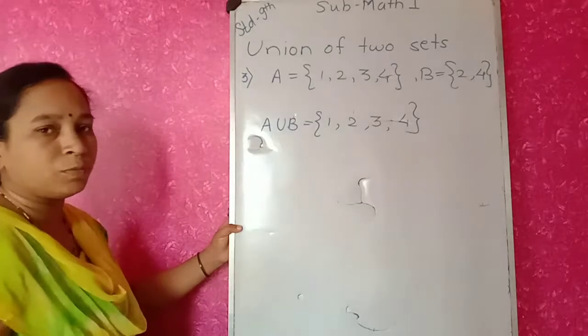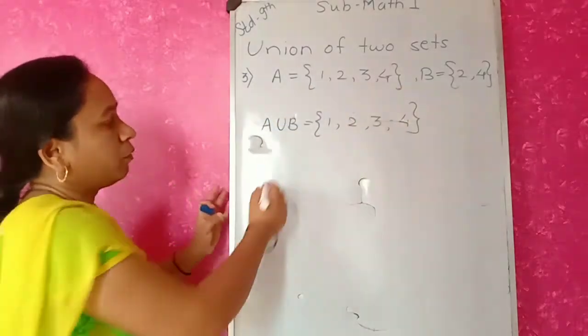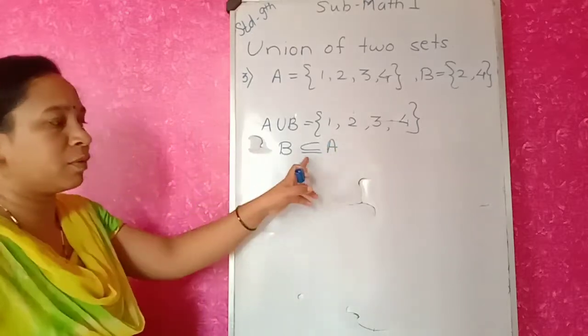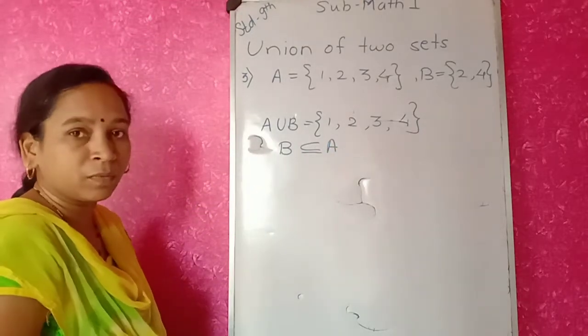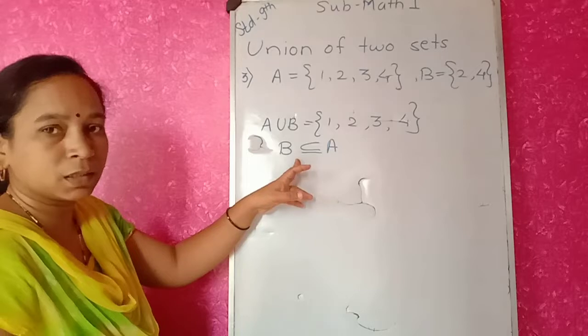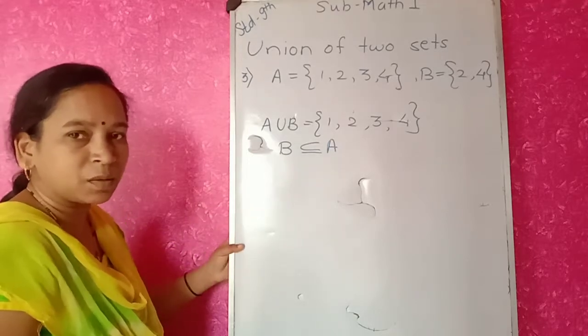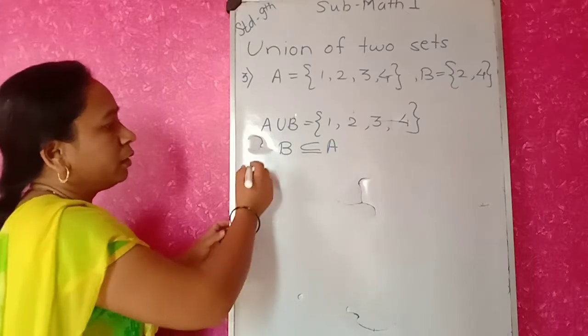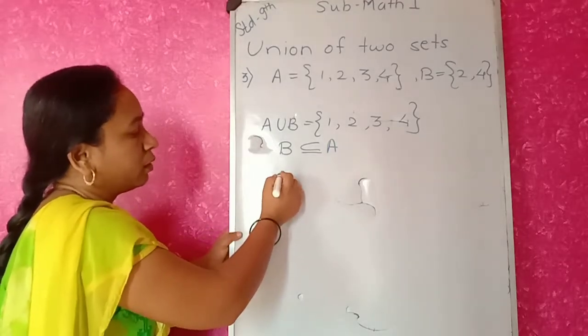Now, here if you observe, B is a subset of A. B is a subset of A. What is the definition of a subset and what is the concept of a subset? If you want to revise it, the link is given in the description box. So, B is a subset of A. Then, here we can get the Venn diagram.